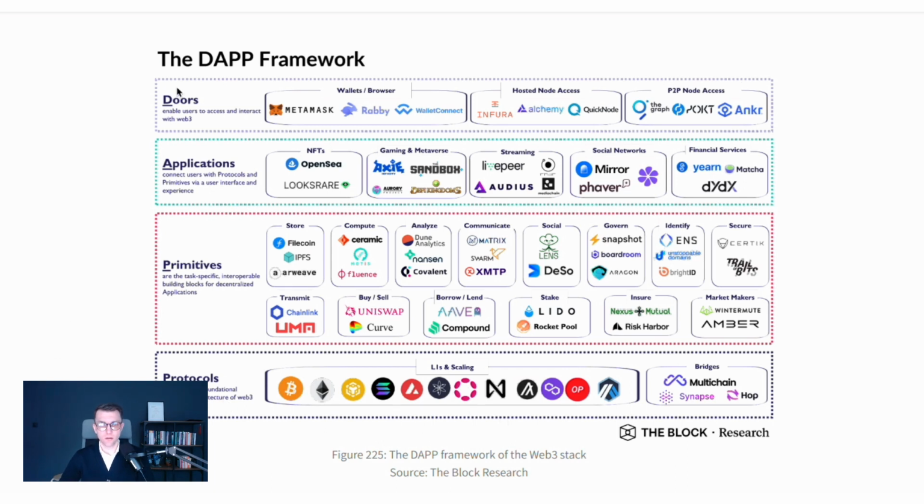Summing up, the doors layer is your access to the Web3 world. The applications layer is the applications that you are interacting with. And then we have primitives, which are like products for you, Lego building bricks. You can just take them, use them, build on top of them, and shorten your time to market. This is really important stuff. And there is the protocols layer, which is where all the blockchain magic is happening. However, you don't need to know all about that. So that's all, the DApp framework.